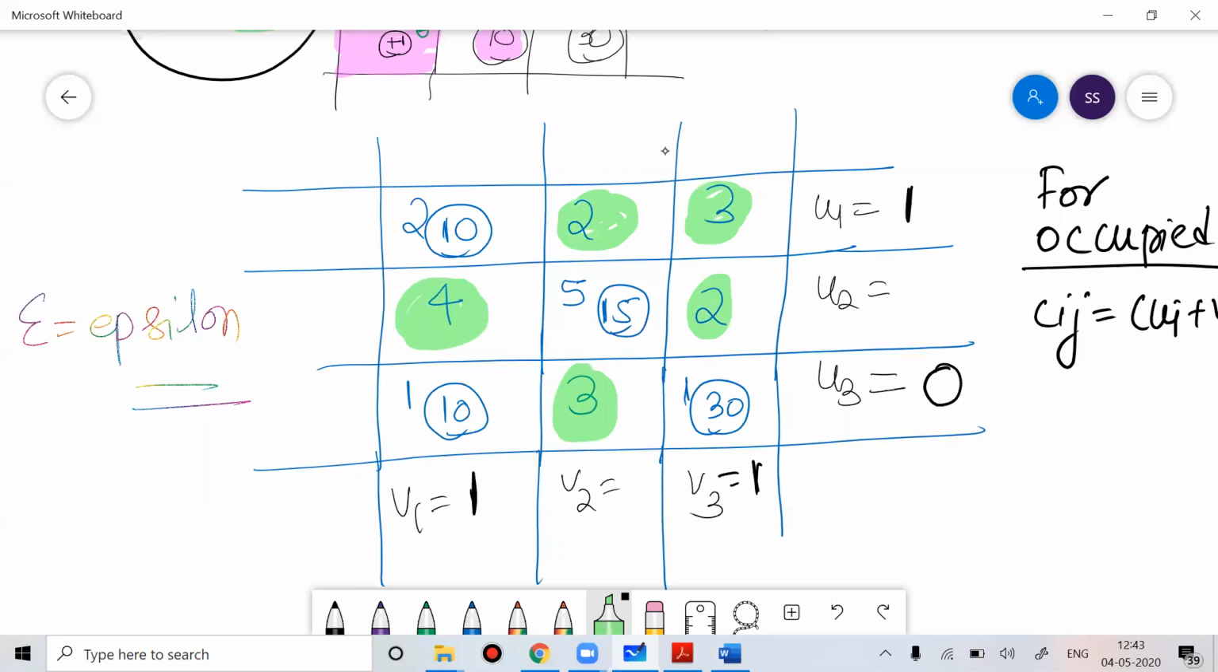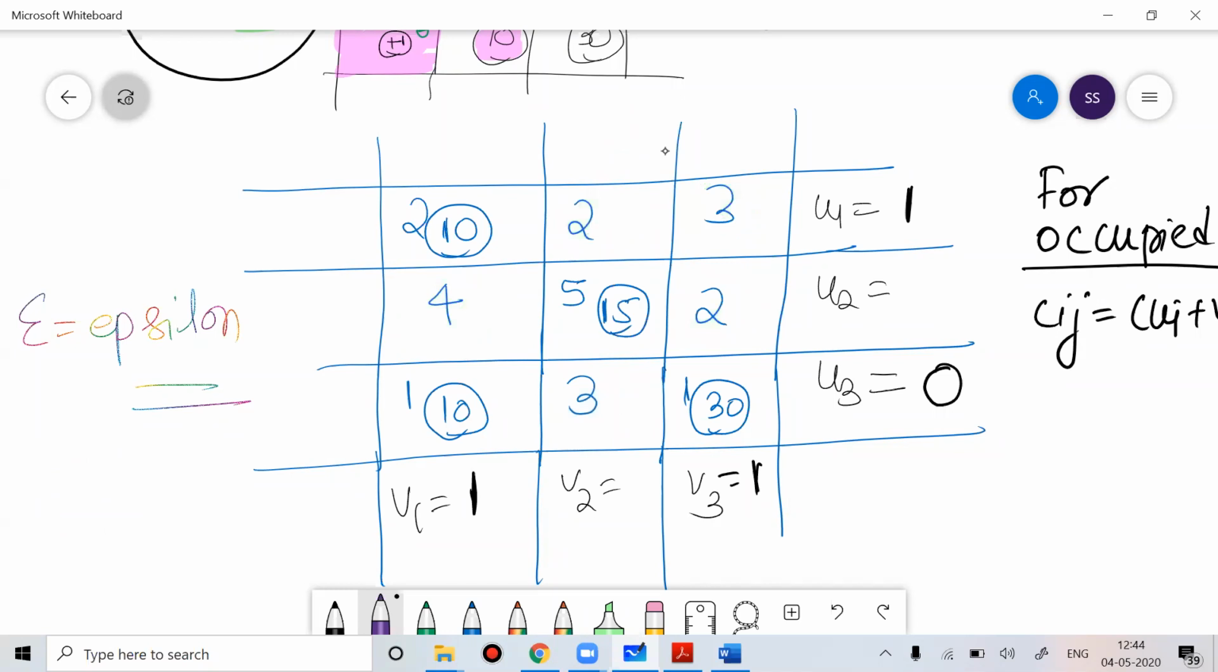On all the unoccupied cells, see the cell which has the minimum value. There are two cells which have the minimum value, this A and this B. So we do a dummy allocation so that we can solve the problem. This epsilon has a value 0. Why do we do that? So that we can complete U1, U2, U3, V1, V2, V3, because mathematically we have to complete this equation.